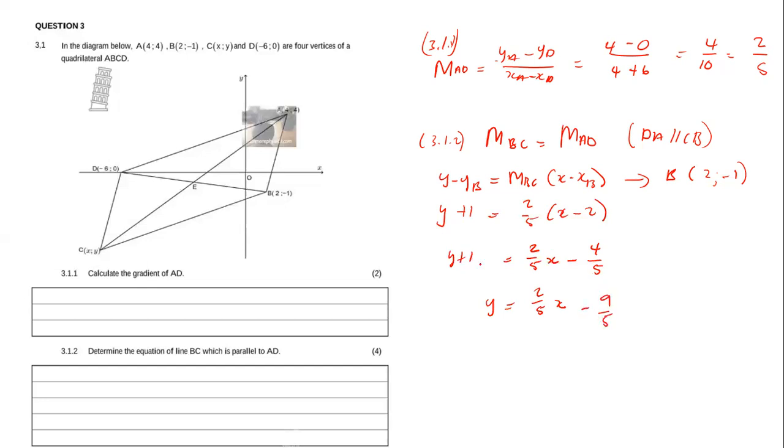You can confirm it with your calculator. When we transpose 1 over here, it's going to be -4/5 minus 1. Yeah, I think we're going to get -9/5. That will be our y-intercept. Therefore, that will be 3.1.2.